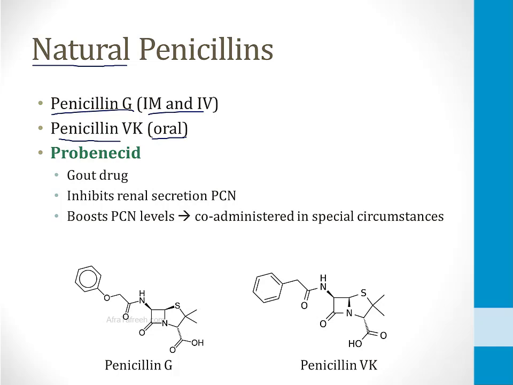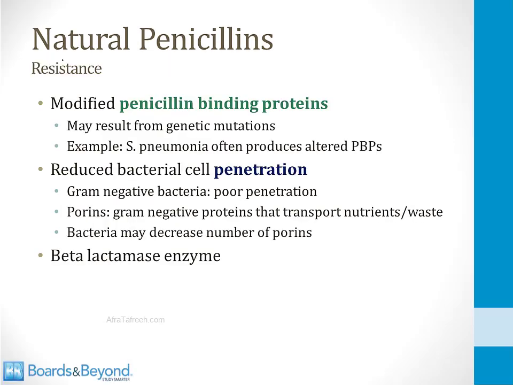And a special feature of these drugs has to do with the gout drug probenecid. Probenecid inhibits the renal secretion of the natural penicillins, so it can sometimes be co-administered with natural penicillins, and it will boost the penicillin levels if you need to achieve very high drug levels to treat an infection. The natural penicillins have a very narrow spectrum of activity. We'll talk about this in detail in a few slides.